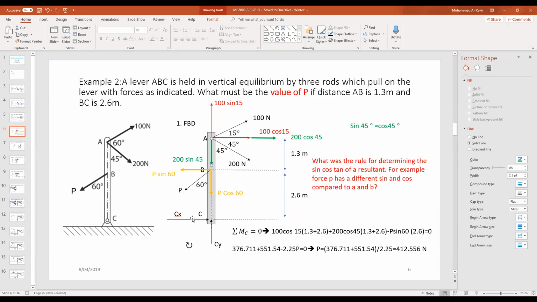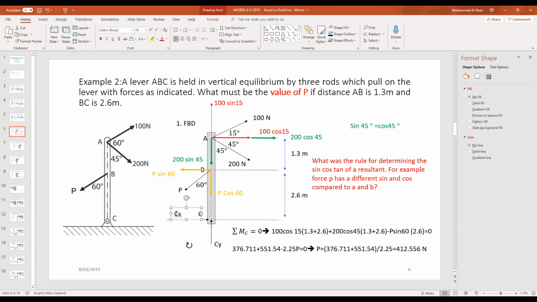And in the Cx direction, you have Cx pushing one way, but you have 200 cosine 45. If we do the equilibrium, and this one is 412.556, it's possible I assumed the direction of Cx wrong. So I need to find the equilibrium for forces in the X direction, and that will correct my answer.